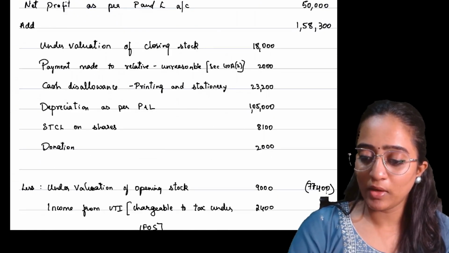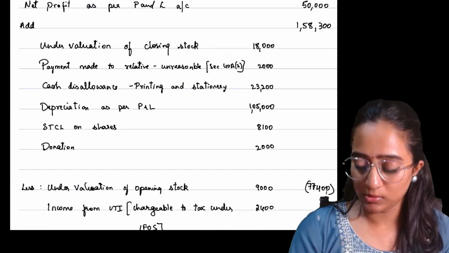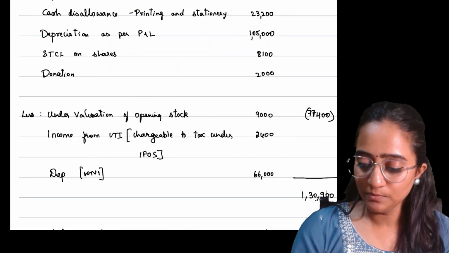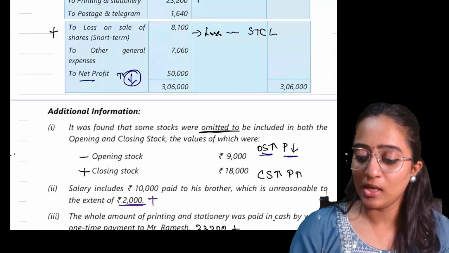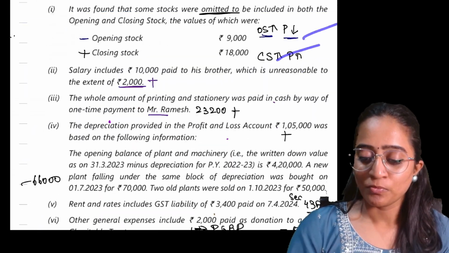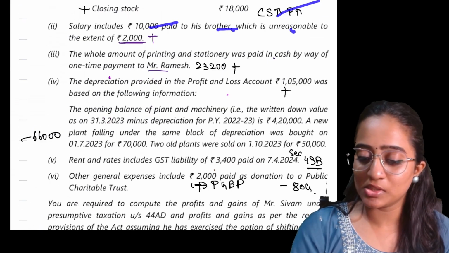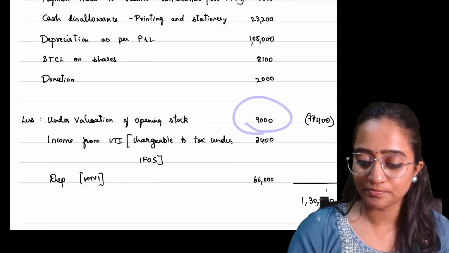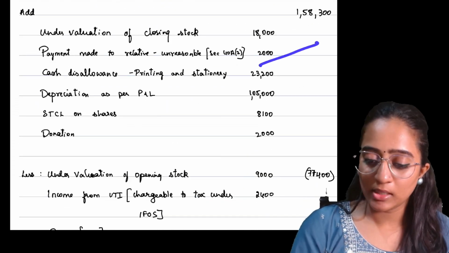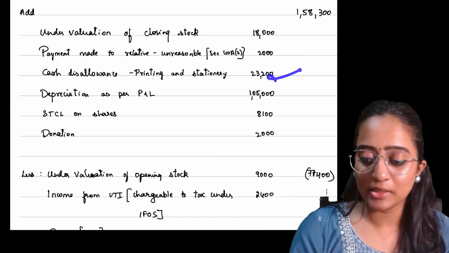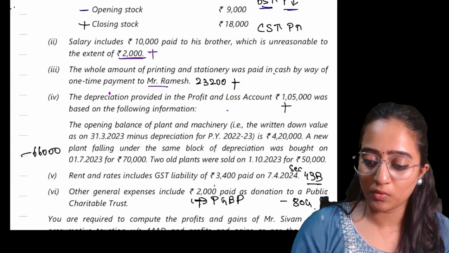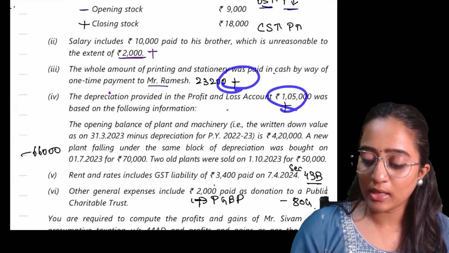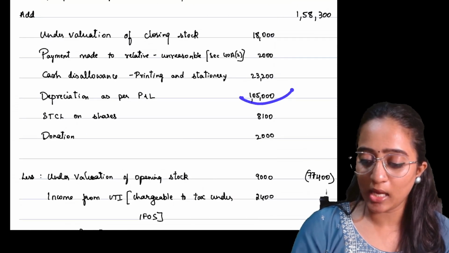So what we have done, we have given the valuation, that is closing stock we have added, and opening stock we have subtracted as per the computation understanding. Now salary includes 10,000 paid to his brother, which is unreasonable to the extent of 2,000. Again, it is added. Cash disallowance and printing and stationery expenses we have recorded over here. It is going to be added. And 1,05,000 rupees depreciation is going to be added.